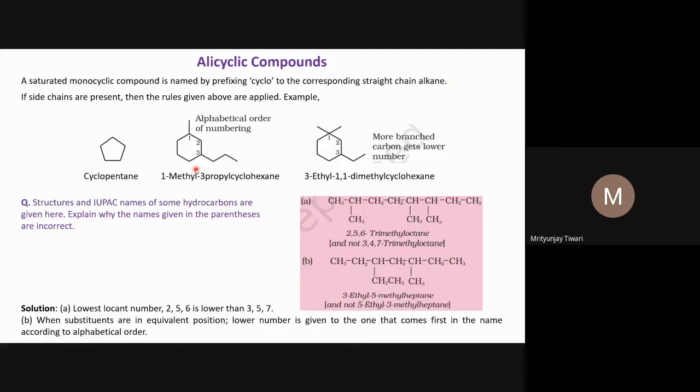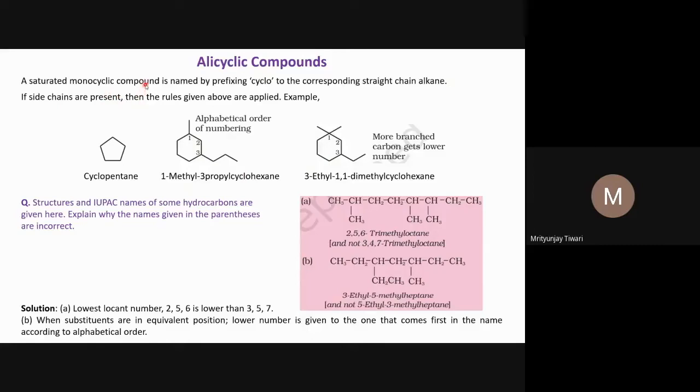So those things are not there in our syllabus, but there are also rules for naming both fused rings or connected rings, where more than two rings are there. Anyway, in our syllabus only cyclic compounds having one ring are included. So we will only see the naming, or the IUPAC nomenclature, of such compounds.